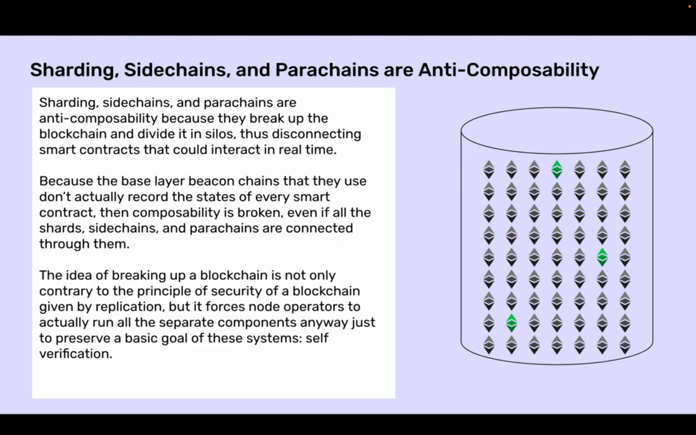The idea of breaking up a blockchain is not only contrary to the principle of security of a blockchain given by replication, but it forces node operators to actually run all the separate components anyway, just to preserve a basic goal of these systems: self-verification.